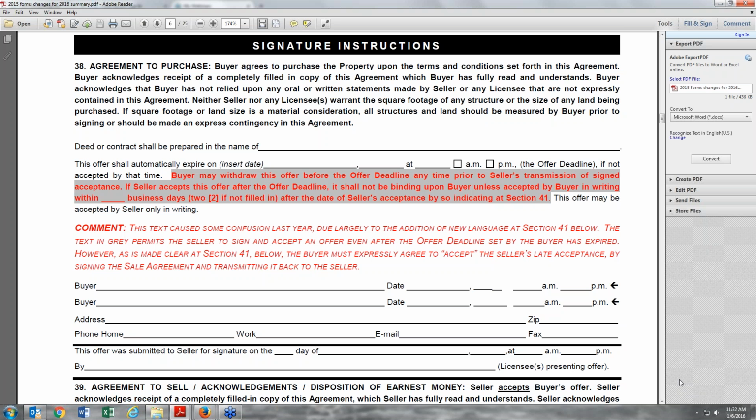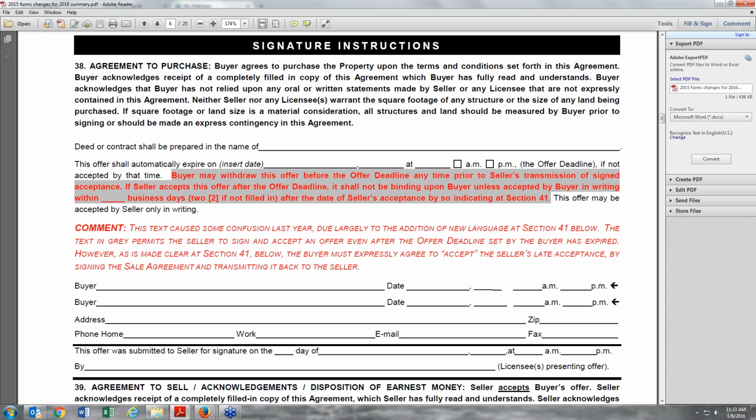by so indicating in section 41. So what this is saying is that, and we're trying to create a protocol so that it can't be said that the realtors did anything wrong by allowing it to happen. We're trying to create a protocol that says basically that even though the seller slept on his rights, it had already expired, he still wanted the deal, and the buyer was agreeable to that. That is to say, to extending the offer deadline. And so we're saying that it's not binding on the seller if there's a late acceptance, unless the buyer accepts within blank business days after the seller's acceptance by so indicating in section 41.